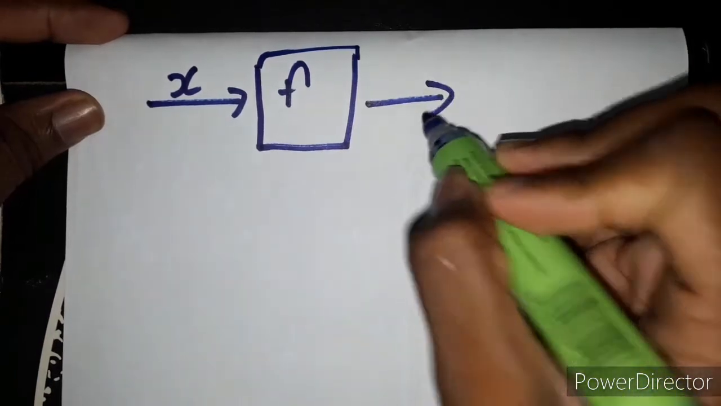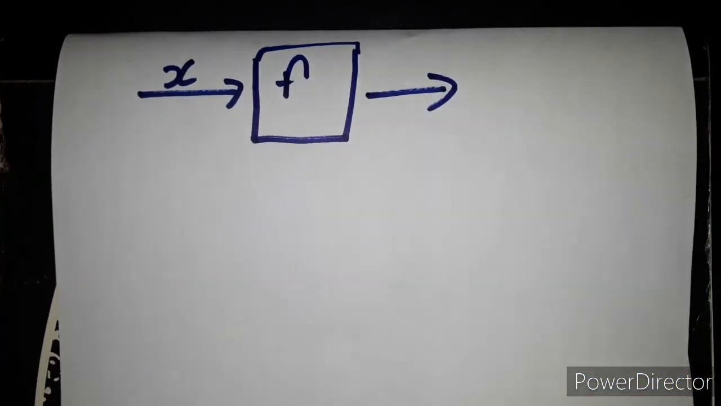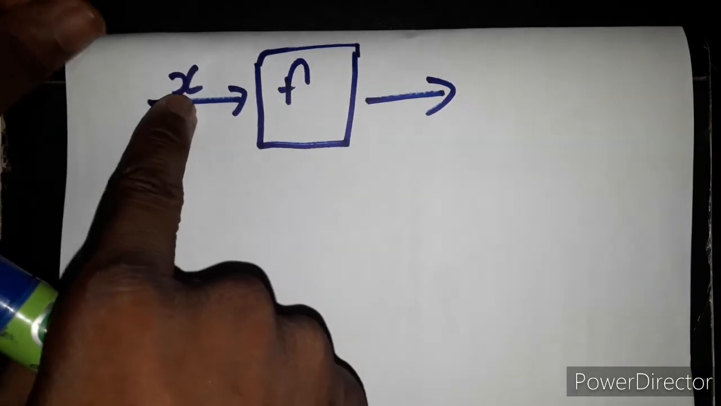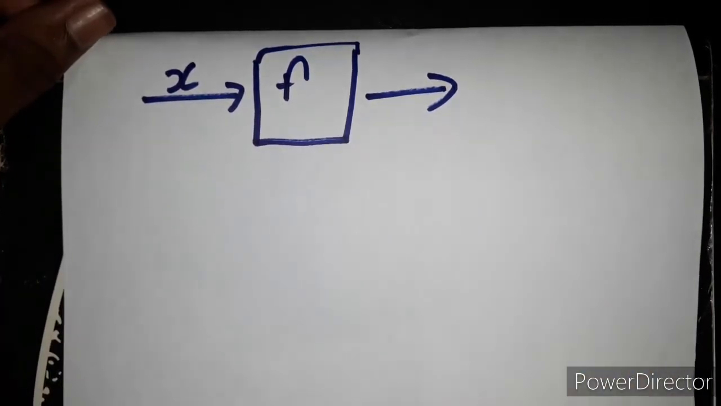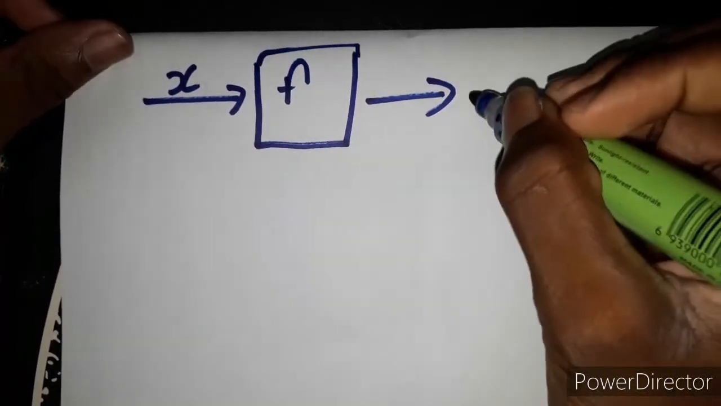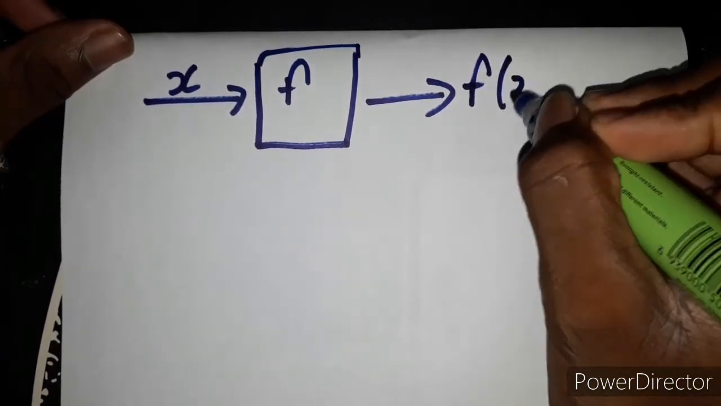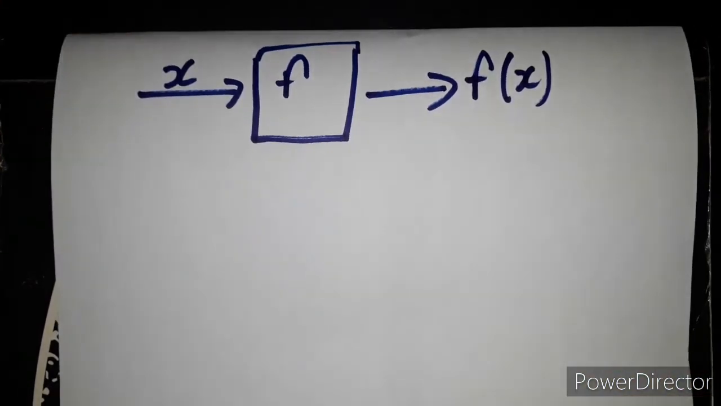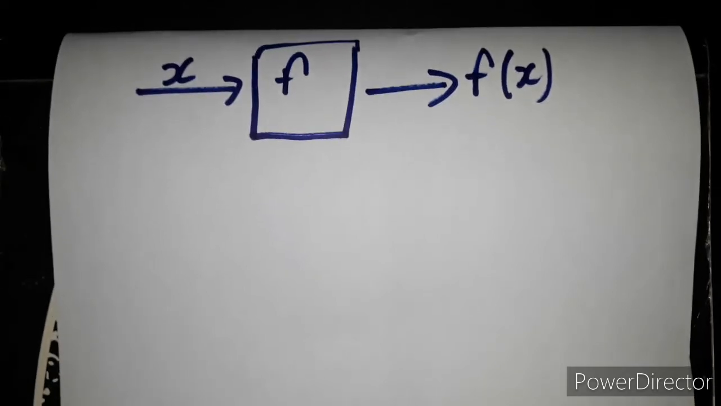And the thing that comes out, because for every one x value it will have a corresponding y value, we call that the f of x, or the function of x. So that is the whole idea behind functions. Alright, so I hope that gives you some clarity.